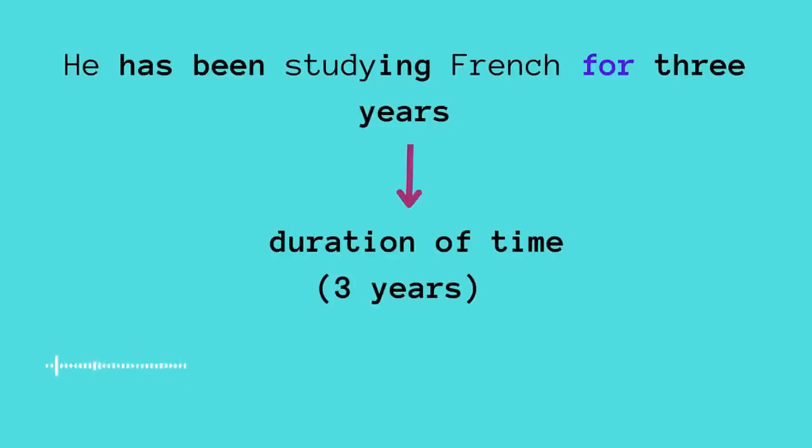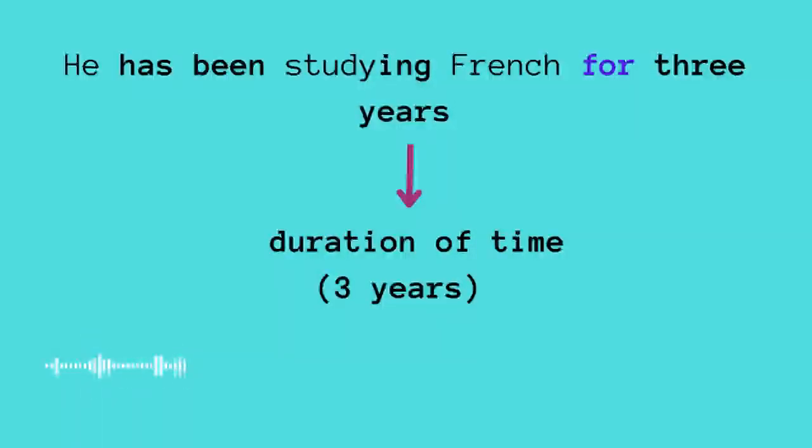He has been studying French for 3 years. What does that mean? We are speaking about the duration of time. The duration of time here is 3 years. So that means he has been studying for 3 years. But do we know when he started studying? No, we don't know. We have no idea about the starting point. We only know that he has spent 3 years studying French. Alright, and that is why we are using for.